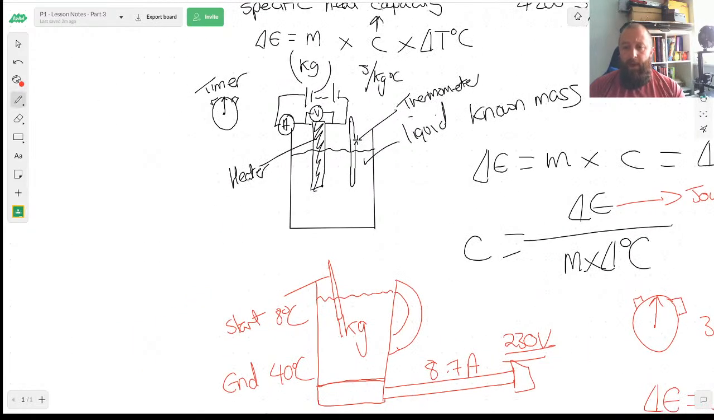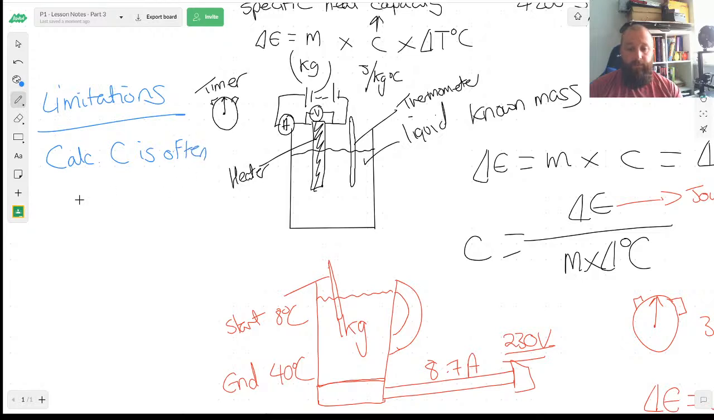Brilliant. Now, it's worth noting on this one, there's a few limitations with the method as I've drawn it here. So I'm just going to put limitations down. What we often find when we do this one is that the value for C that we calculate, so if I put calculated C, is often too high. The reason is, as we're transferring energy to that block and it starts heating up, or to the liquid, the temperature of that liquid becomes higher than all of the surroundings around it.